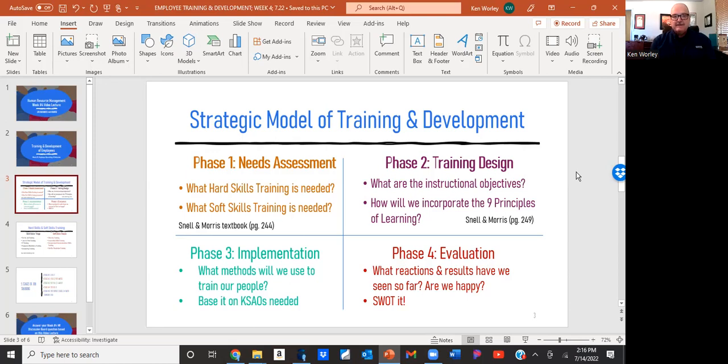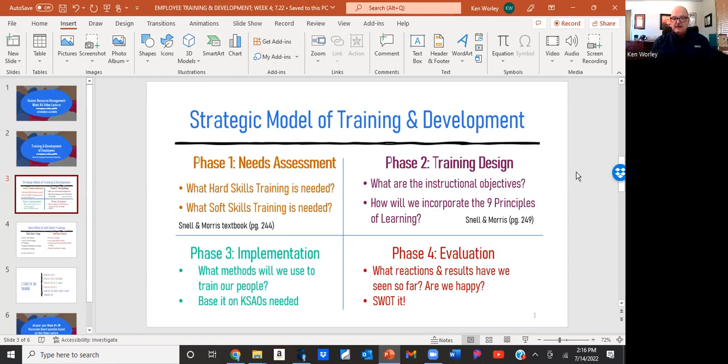But the concept is introduced of a strategic model, so that we don't have to start from scratch. As we get ready to train our people and develop them, what are some proven ways that other organizations have discovered to work really well for them? Let's not start from scratch. Let's not do it the hard way. Let's see what somebody else has already learned about doing this. And so there's 4 phases to this.